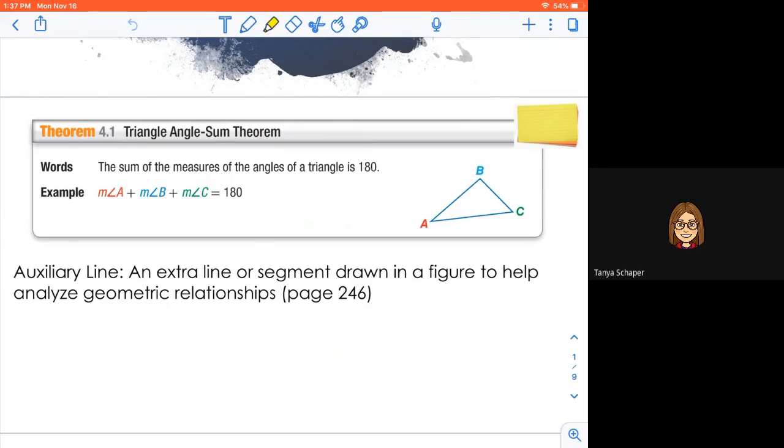An auxiliary line, we talk about them minimally, but they do come up. It's an extra line or segment that you put in a figure to help analyze it. We'll show you examples of that as needed, but just so you know, when you're given a picture and trying to analyze it, sometimes that extra line segment does help out.